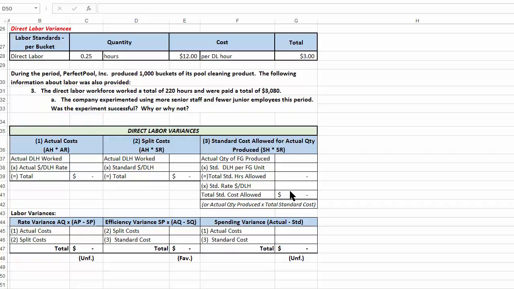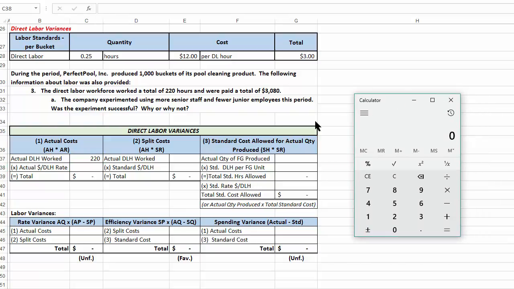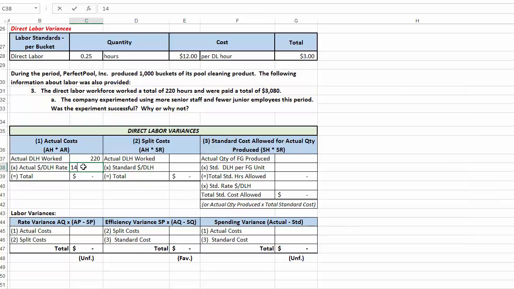So in my Excel spreadsheet, which will help me do the calculations, let's just drop in some numbers. Actual direct labor hours worked, they gave us those hours, 220 hours. And we don't have the rate per hour, but we can calculate it for information purposes. The total cost was $3,080, and we can divide that by the 220 hours and come up with a rate of $14 per labor hour for total cost, again, of $3,080.